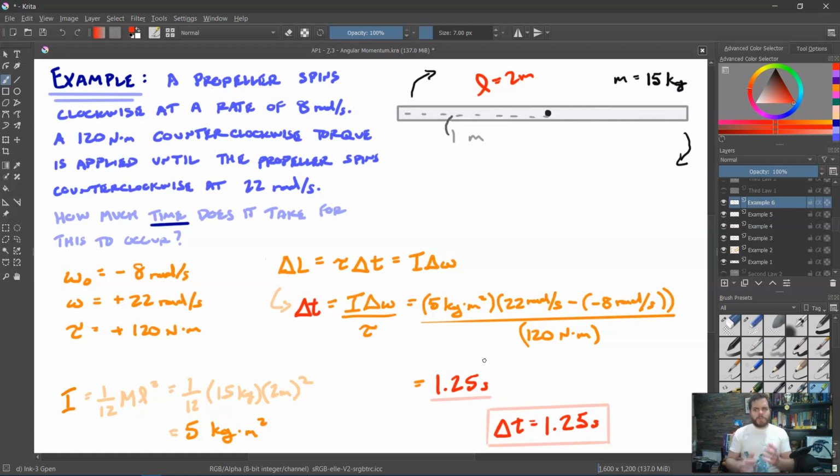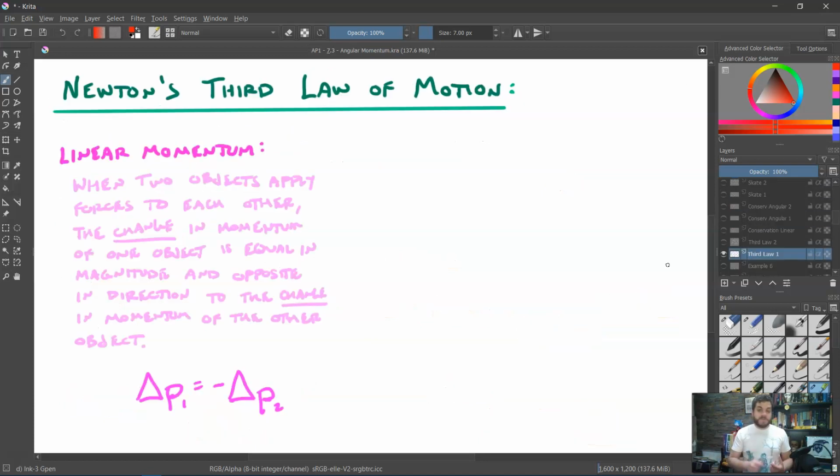Now I want to quickly note, we could have done this in a different way. We could have instead used I and tau, the torque, to solve for alpha, and then used a kinematic equation to solve for this change in time, and that's a totally acceptable way of doing things. This is just another way of approaching the same sort of problem. We've talked about Newton's first and second law, so we might as well move on to the third.